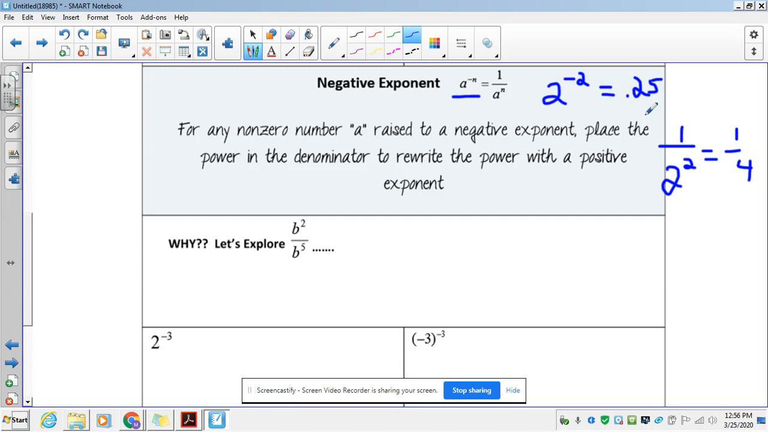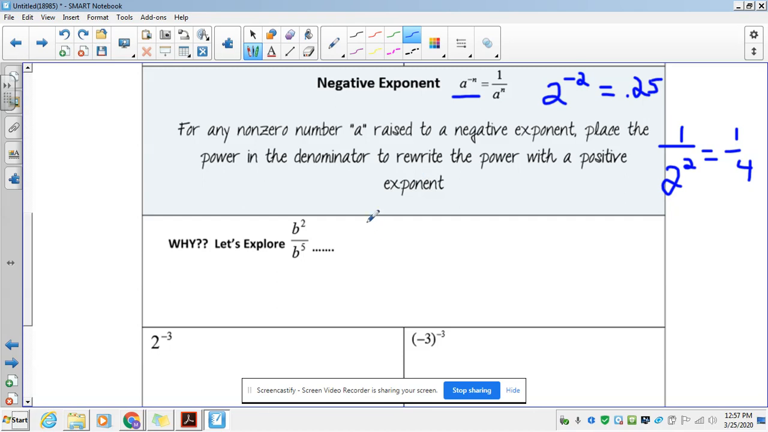So that is what this property is talking about. A negative exponent is never going to give you a negative answer. So we rewrite it to figure out what that small number is going to be. It's always going to be a decimal. The higher the exponent, the smaller the decimal.